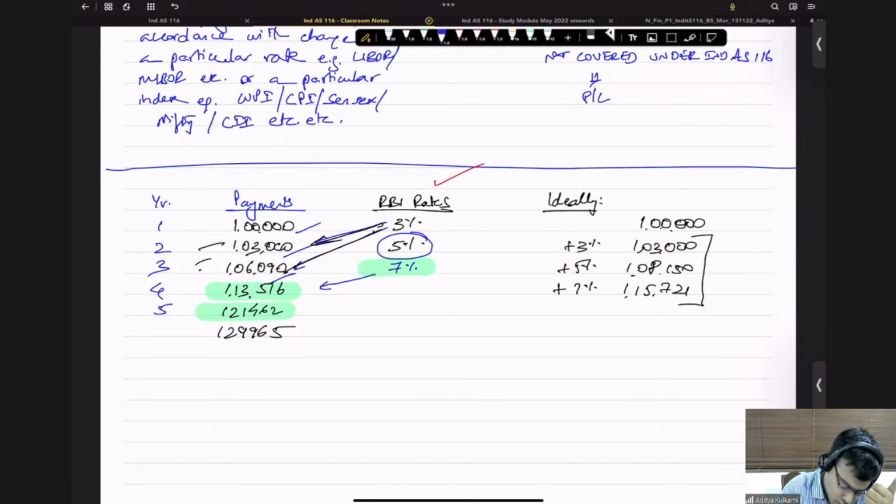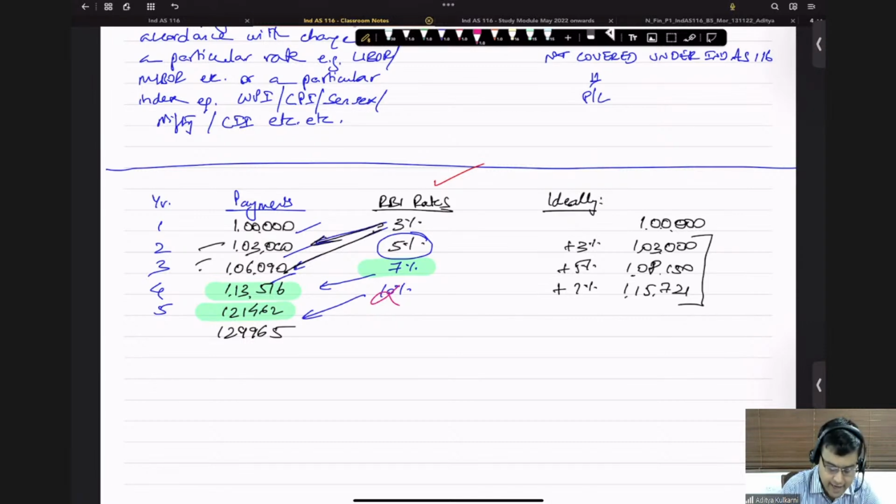Even though suppose for the fourth year the RBI rate is 10%, will you change the cash flows for year 5? Answer is no, you will not. Your cash flows are changing every 2 years. So you will record that change every 2 years. In other words, end of year 3, will you change the liability? Answer is yes, you will change the liability based on the 7% rate, because you know that year 4 onwards, the cash flows are going to change, taking the 7% into account.